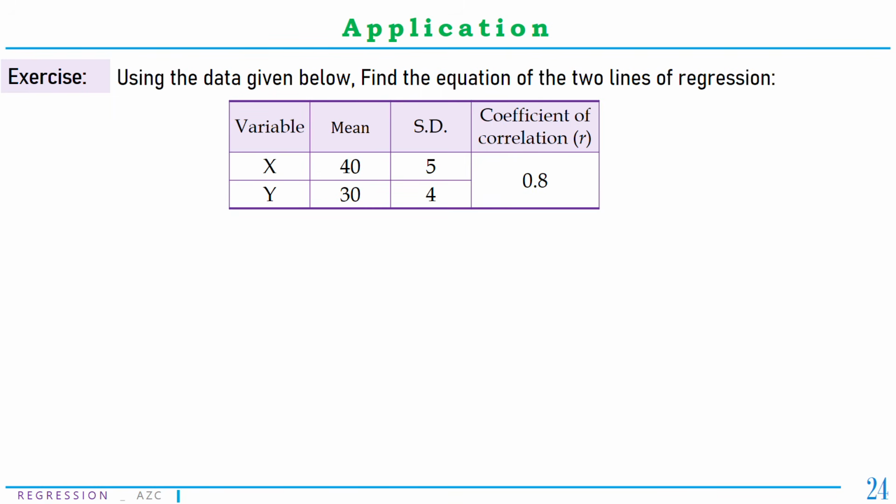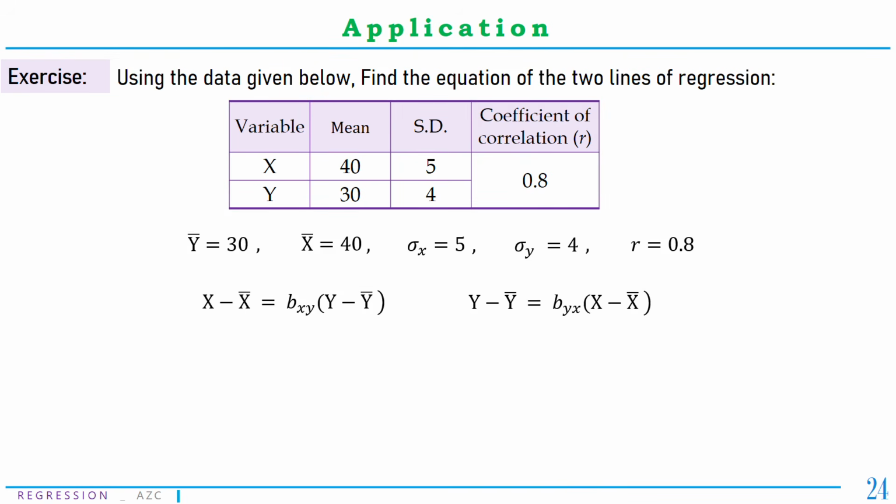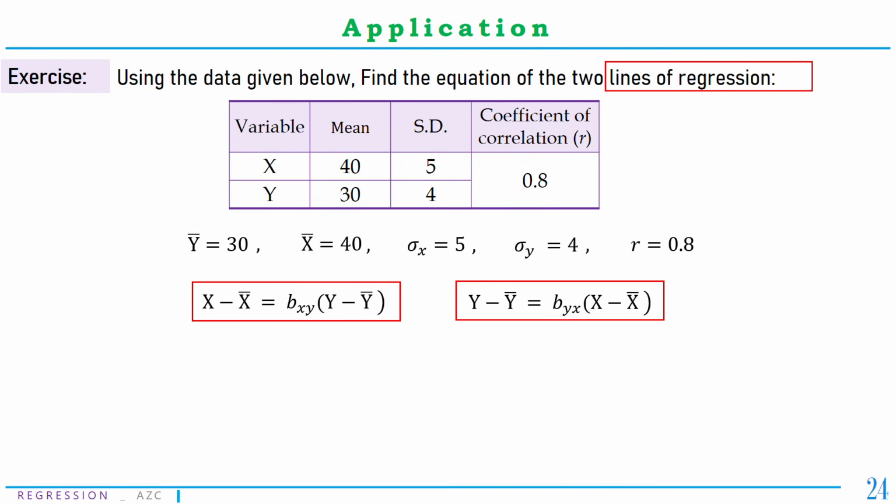Exercise. Using the data given below, find the equation of the 2 lines of regression. Here data are given as y bar is 30, x bar is 40, standard deviation of x is 5, standard deviation of y is 4, and correlation between x and y is 0.8. We have to calculate the equations of the lines of regression.